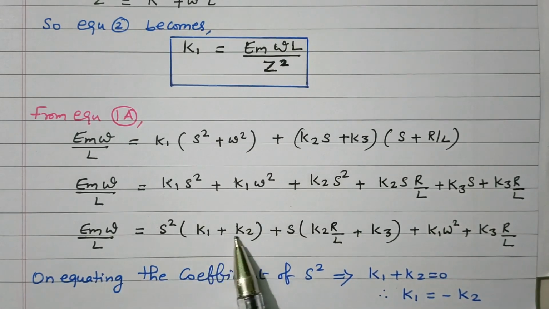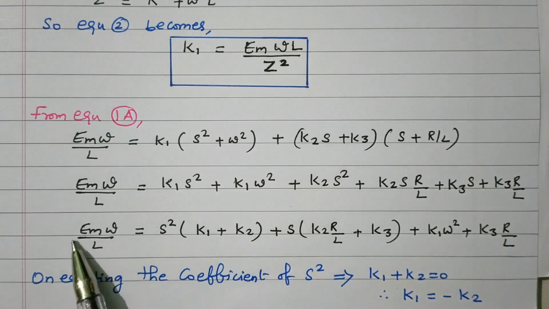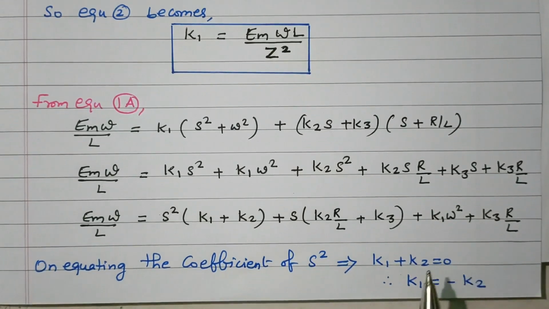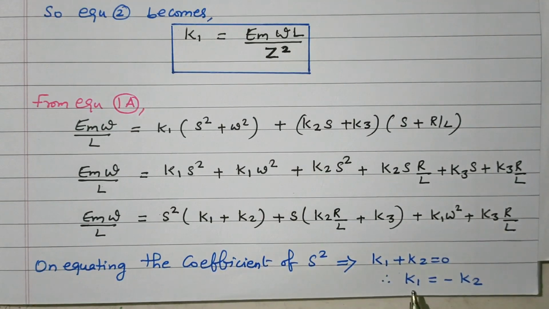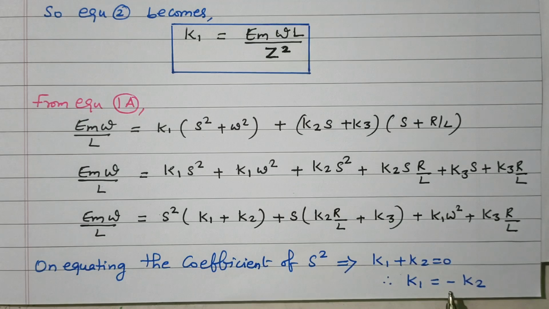Here the coefficient of s square is k1 plus k2. On the other side, s square is not available, so that is equal to 0. So k1 plus k2 equal to 0. That means k1 equal to minus k2. The k1 value we already know, so k2 is nothing but minus of k1. Now we'll see the further simplification.